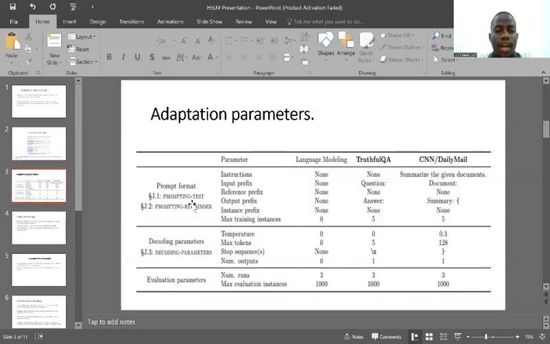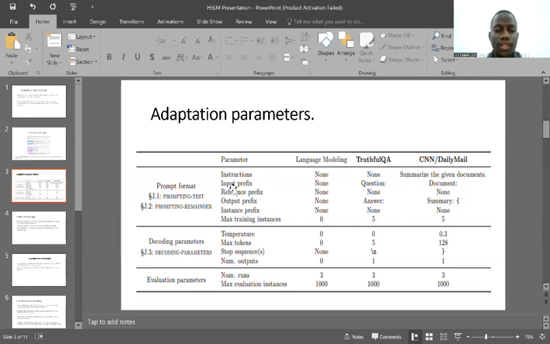The next one will be the adaptation parameters. Every model has different parameters, and these parameters define the size of the model. We have to define these parameters if we are to enable this model to adapt to what we want it to predict. In this case, we have 3 scenarios: language modeling, truthful question answering, and CNN/daily mail. So these are the scenarios.